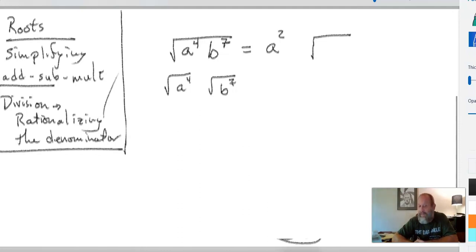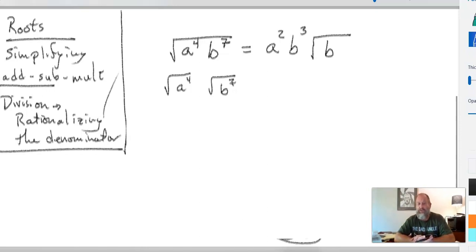So I have 7 b's here. How many pairs can I match up? 3. That's right, there are 3 pairs. You can think about it this way: 2 fits into 7 3 times. I'm not worried about the remainder just yet. I just want to see how many times it fits in as a whole number. So that means I have a b to the third here. Do I have anything left over? Yeah, b. There's a b left over, and so b stays inside the root. That's really how we handle this stuff.